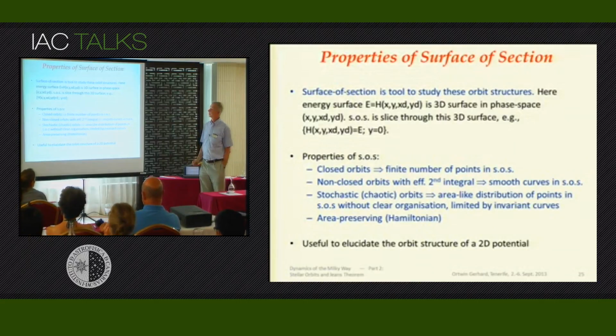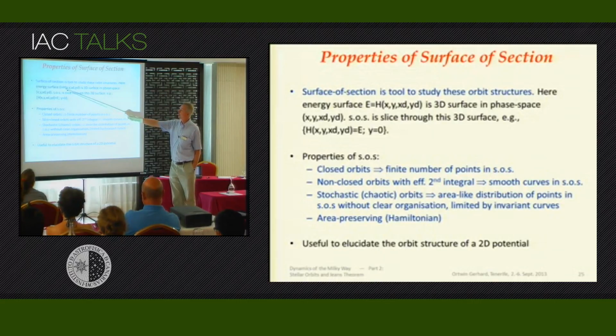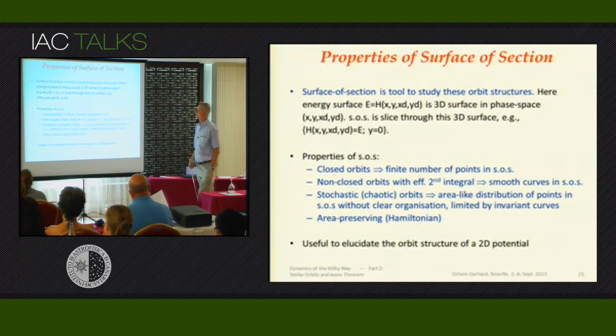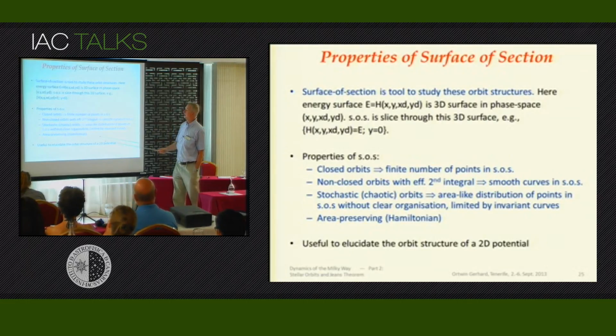These are orbital families that cannot be described by anything like the separable potential that I showed you. But they appear because of the more cuspy structure of this potential. Later, I'll show you that there's also some chaos in this surface of section, even though here it's not plotted. So that's the surface of section. It's a useful tool to study orbit structures, and here is what I said in words.